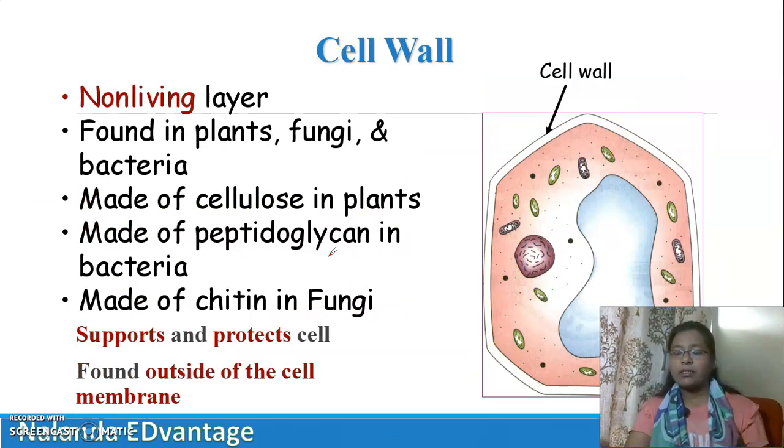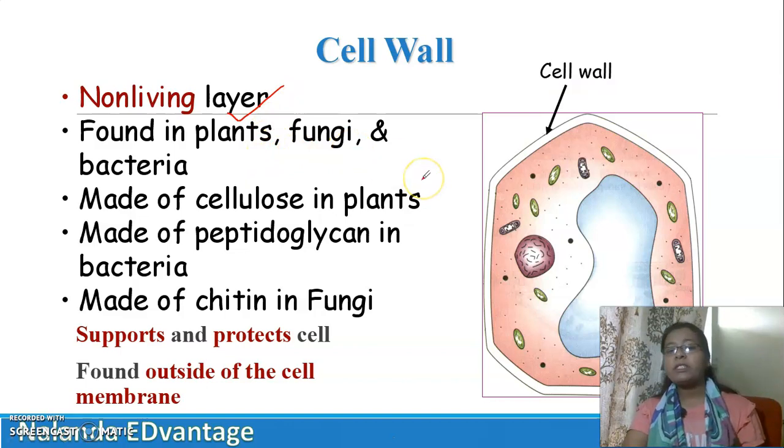But in plant cells majorly, and a few bacterial cells, you get a cell wall also. It's a non-living layer. The major difference between cell wall and cell membrane: the cell membrane was a living layer, whereas the cell wall is a non-living layer. It is found in plants, fungi and bacteria. It is made up of cellulose in plants. Plants में ये cellulose की होती है, whereas in bacteria it is made up of peptidoglycan layer, right? And in fungi it is made up of chitin.